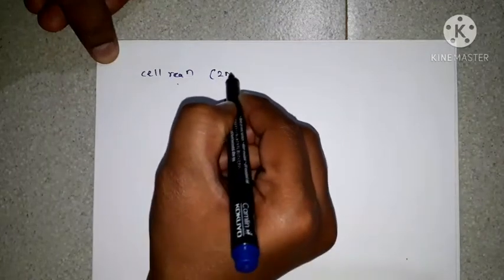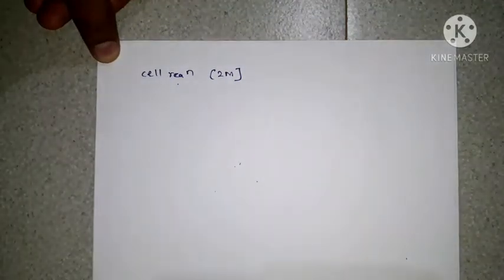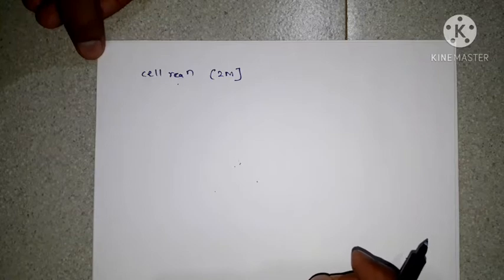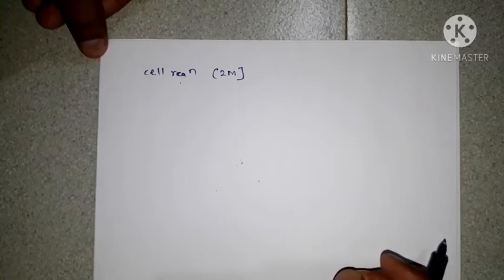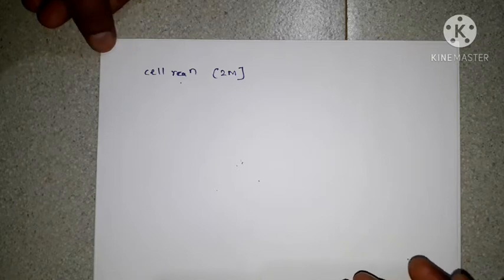Okay, so after that we have to see the cell reaction. It is for 2 marks. Okay, 1 mark for diagram, 1 mark for construction and explanation, and 2 marks for cell reaction.